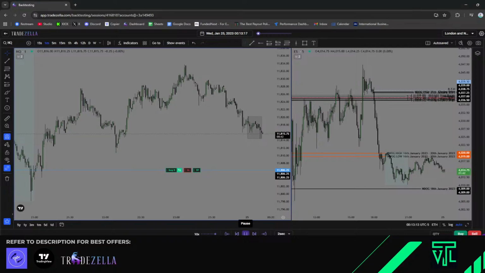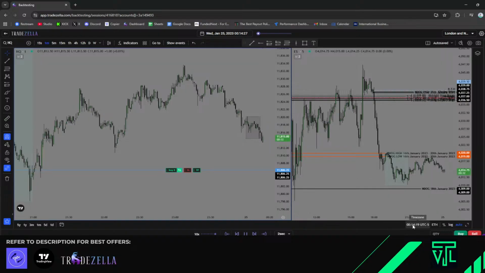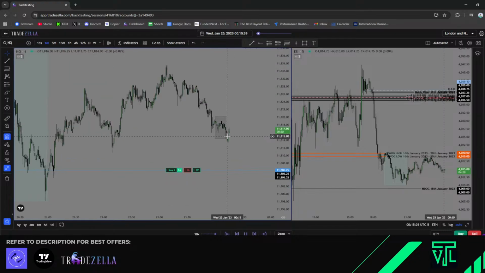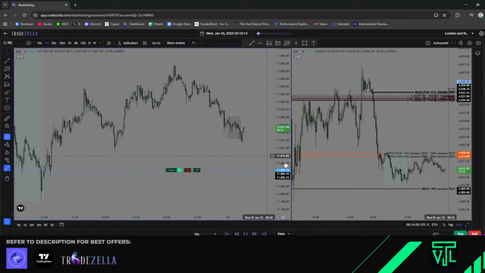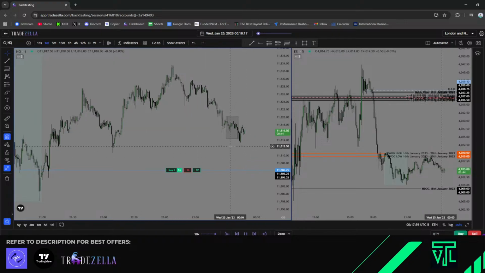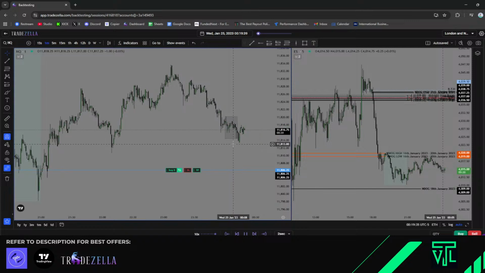We will be backtesting London session right now. We are currently in midnight open range. So I'll just wait until 1:30 here. This is Trade Zella and I am trading and backtesting 25th Jan from 2023.